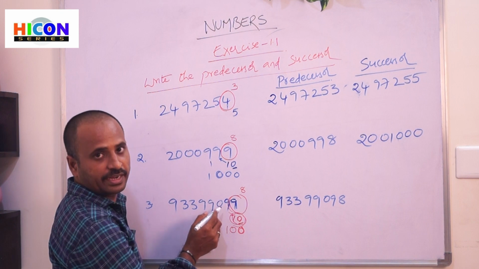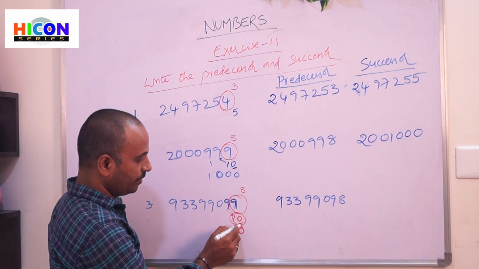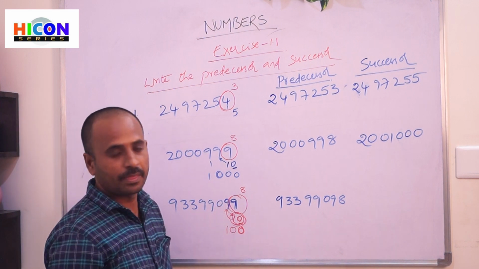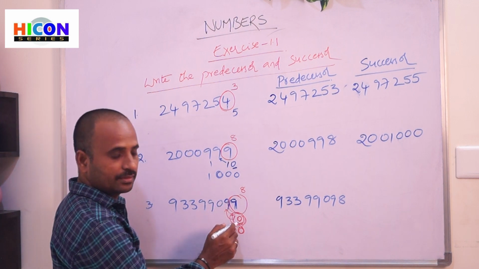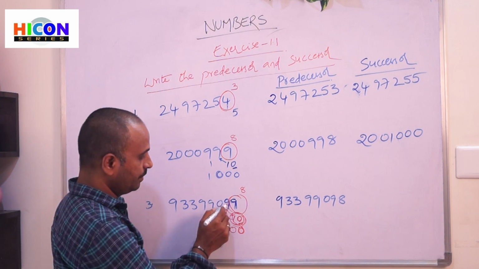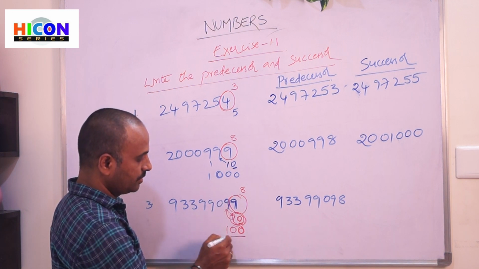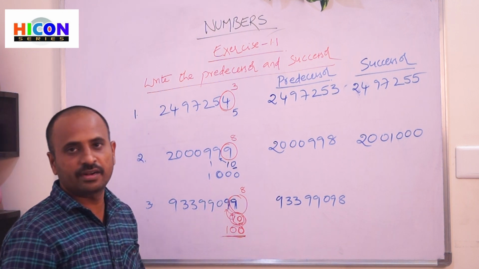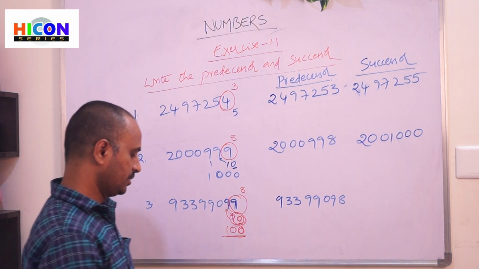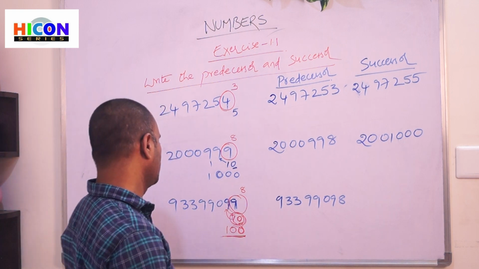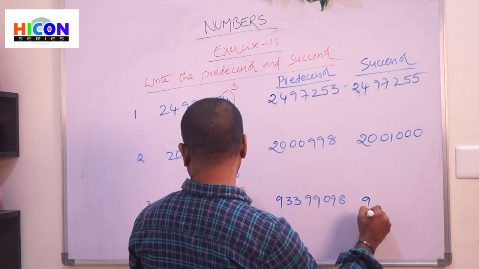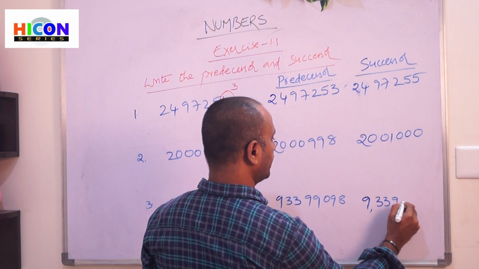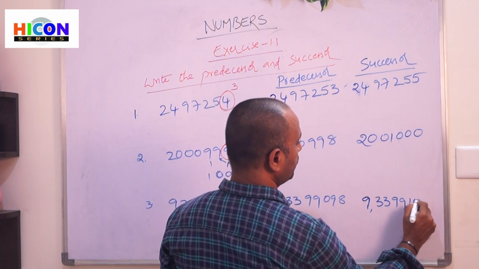Again, consider the next 9. If we add this 10 to the next tens, here there are 9 tens. If we add this 10 to the next 10, that means the 9 becomes 10. So that means 10 tens are there. So 10 tens means 100. So the successor of the number becomes 99 crores 33 lakhs 99,100.